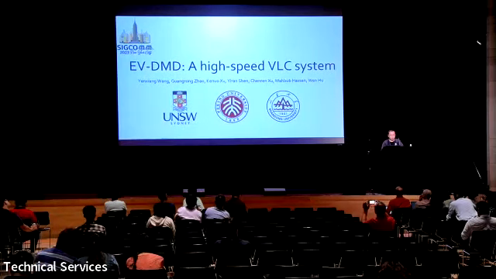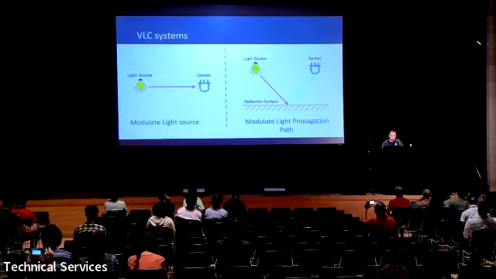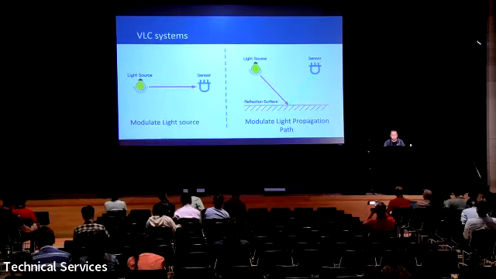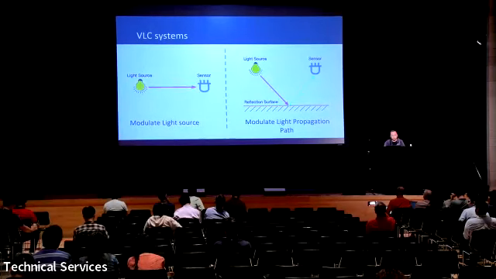It's called EV-DMD. It's a high-speed VLC system. VLC means using visible light to do the communication. It can be divided into two classes. One is modulating the light source, and the other is modulating the light propagation path.